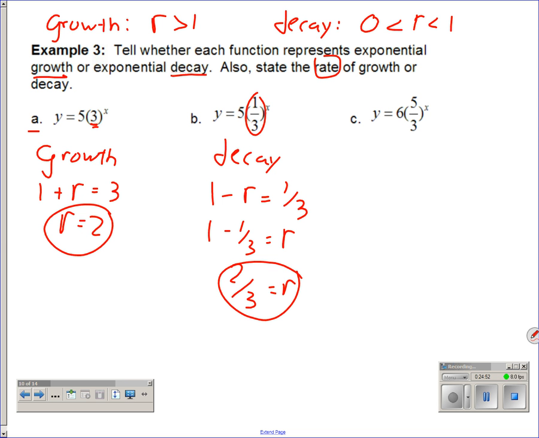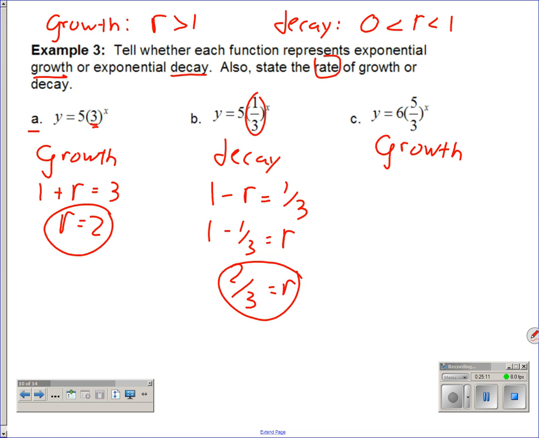Next one is a fraction, so is that growth or decay? It's growth. I tried to trick you. It's a fraction greater than 1. Because it's greater than 1, that makes it growth.